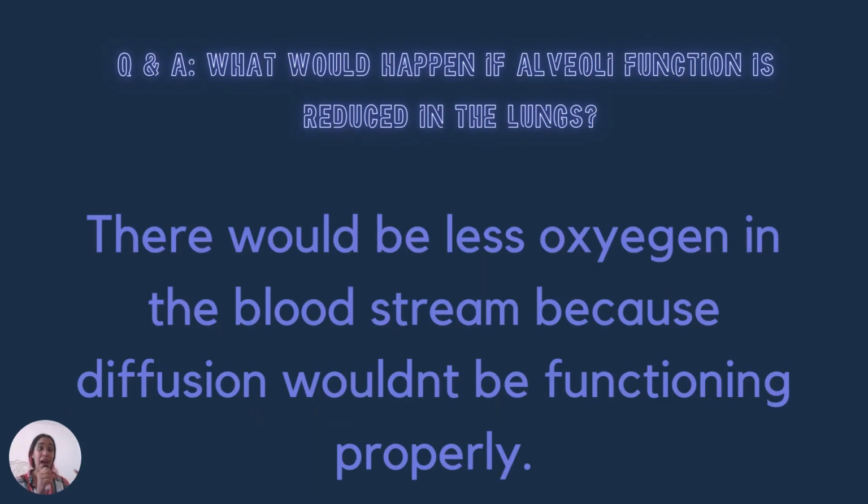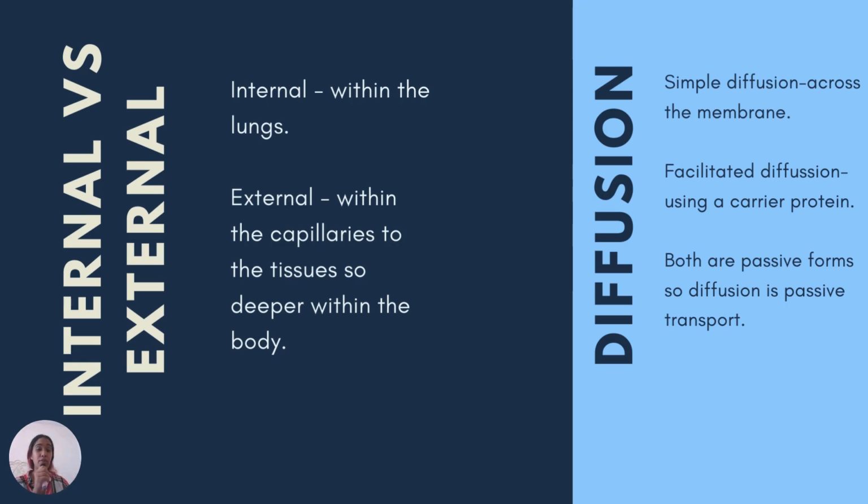What would happen if the alveoli function is reduced in the lungs? First of all, there would be less oxygen in the bloodstream, because diffusion wouldn't be functioning properly. So if the alveoli function is reduced, there would be less oxygen in the blood. Internal versus external respiration. External, you think outside the lungs, outside the body. Internal is actually within the capillaries to the tissues, so it's deeper within the body.